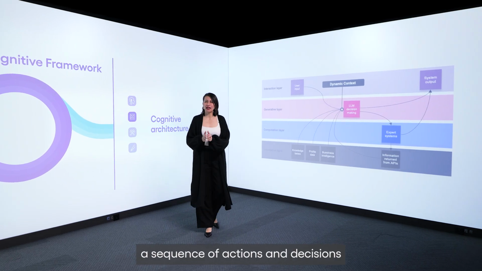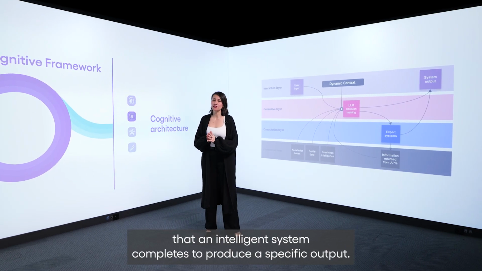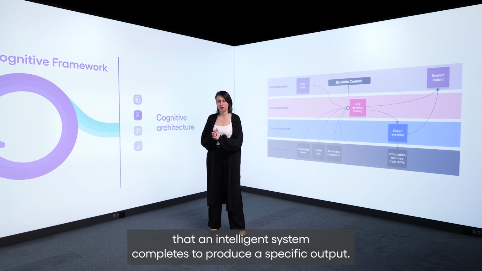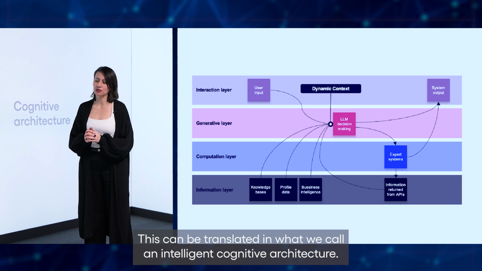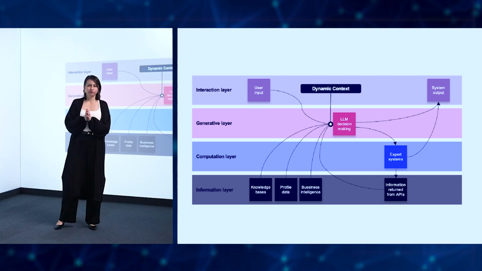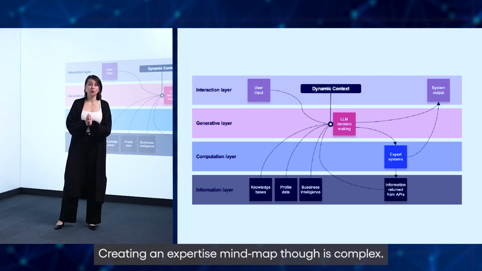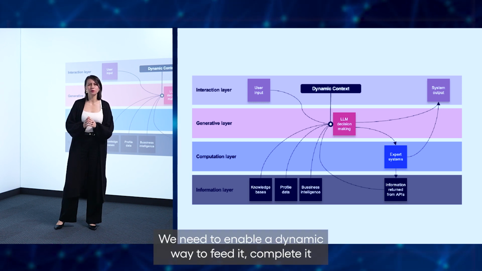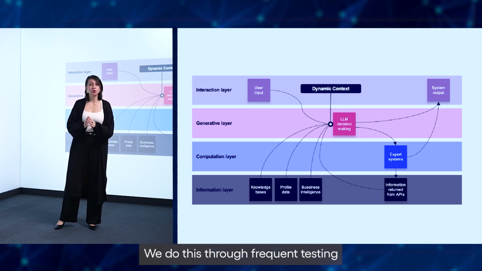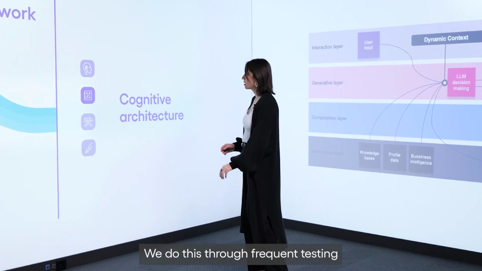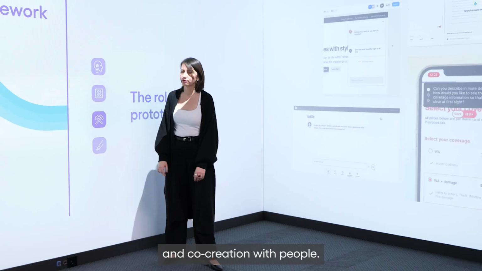A sequence of actions and decisions that the intelligent system completes to produce a specific output. This can be translated in what we call an intelligent cognitive architecture. Creating cognitive architectures, though, is complex. We need to enable a dynamic way to feed it, complete it, and iterate it. We do this through frequent testing and co-creating with people.